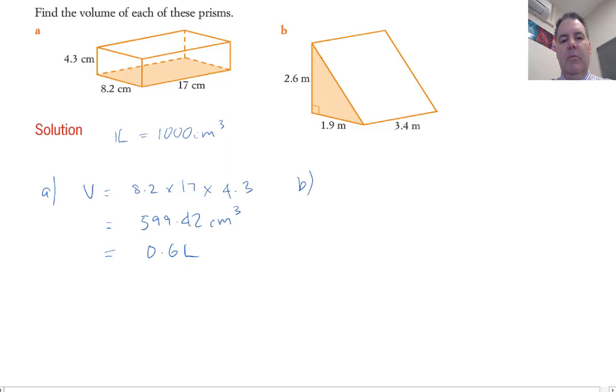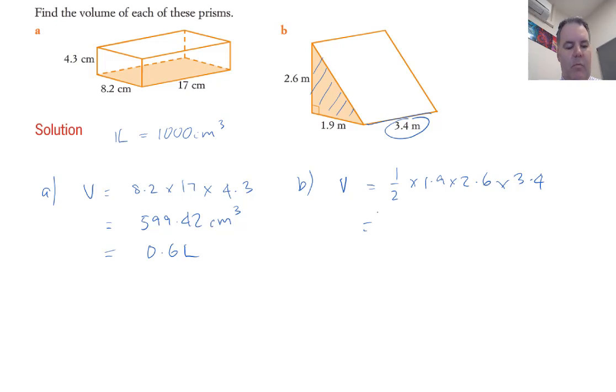Okay, part B. Again, I'm just going to work out the area of this cross-section part here, and then I'm going to multiply it by the length here. So it's a half base times height. That is the area of that triangular face there, and then we multiply it by 3.4. So getting the calculator out, 0.5 times 1.9 times 2.6 times 3.4 gives us 8.398.